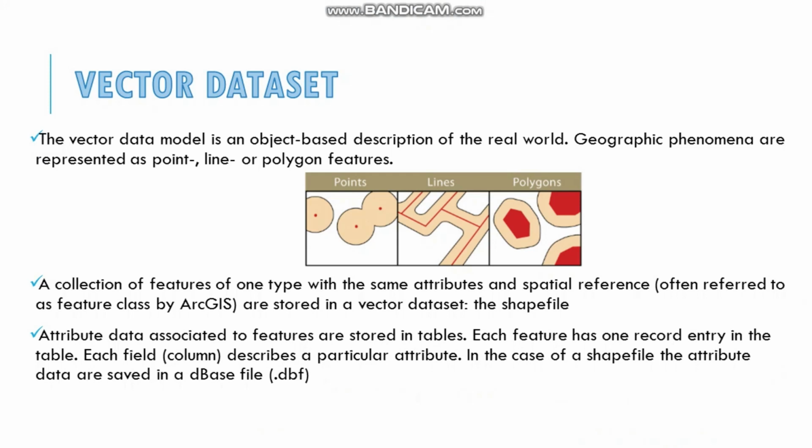Attribute data associated with features are stored in tables. Each feature has one record entry in the table. Each field, or column, describes a particular attribute. So actually, an attribute is the name of a column. In the case of a shapefile, the attribute data are saved in a dBase table file with a dbf extension.